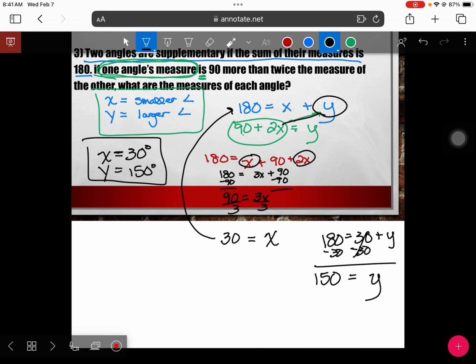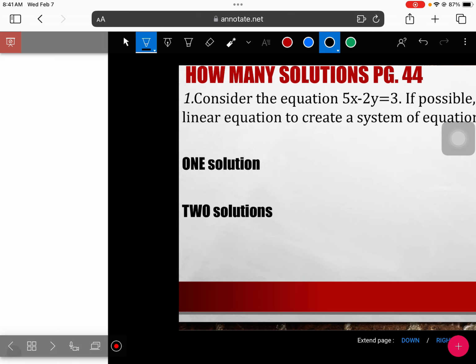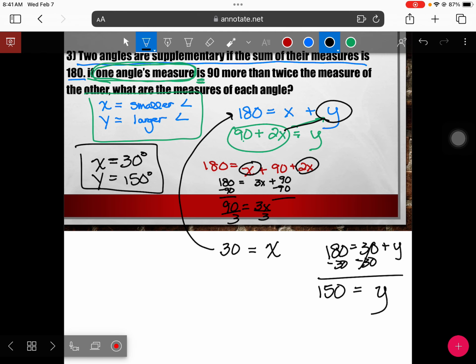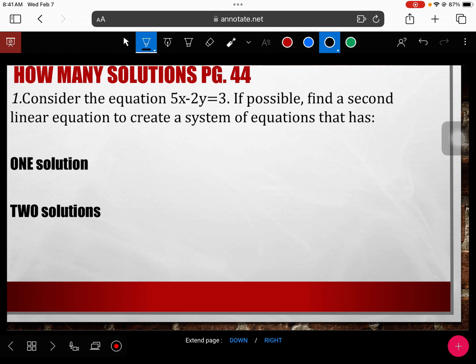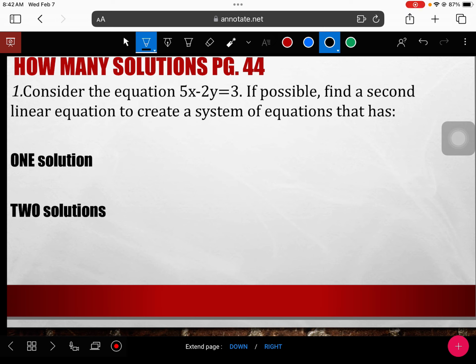Now, this next part. Did I need to go back? This next part has to do with the second half of the homework for Module 5.1, which some of you were struggling with, I believe, maybe. So we're going to talk about it a little bit. Consider the equation 5x minus 2y equals 3. If possible, find a second linear equation to create a system of equations that has one solution.